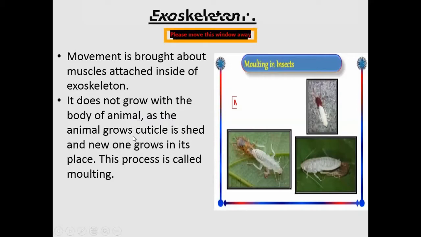As the animal grows, the cuticle is shed and a new one grows in its place. This process is called molting. Okay, here we have another new term, molting. What is molting? When the animal grows, the cuticle is shed off and a new one grows. This process is called molting. It means shedding of a cuticle and replacing it with another.